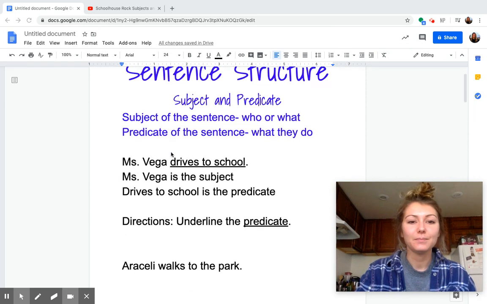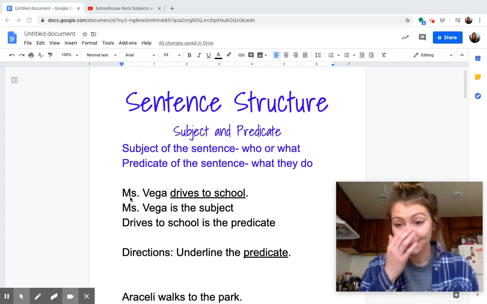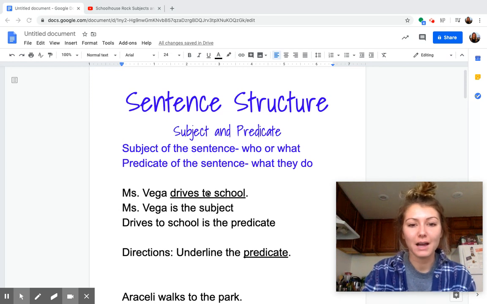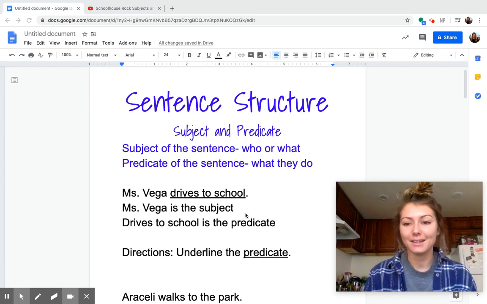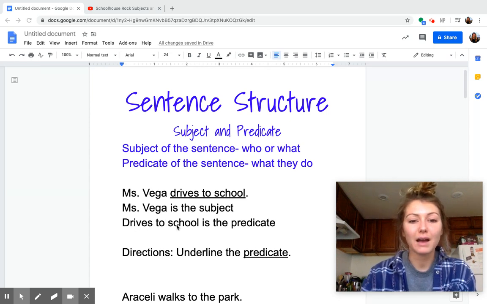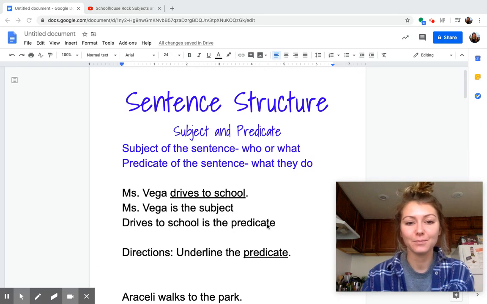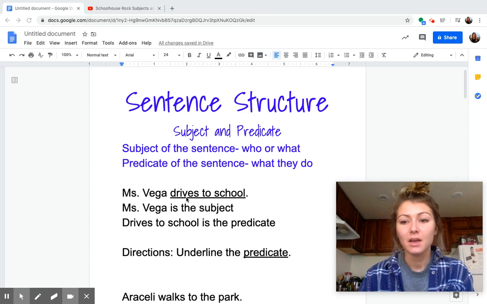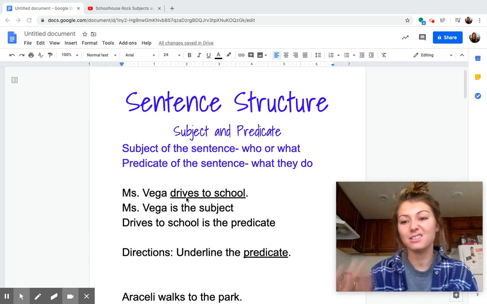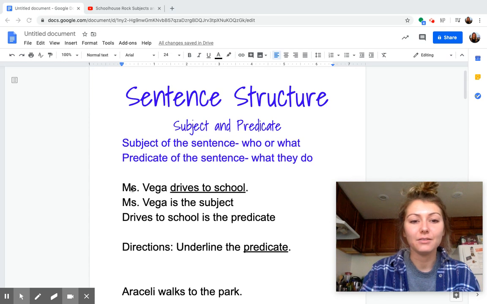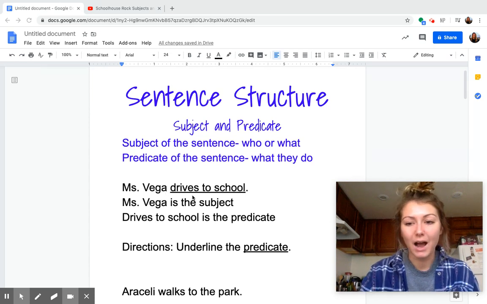Great. Okay, so we have our first example here. And it says, Miss Vega drives to school. In this sentence, we see that Miss Vega is the subject of this sentence, and drives to school is the predicate. So Miss Metz underlined the predicate here, what Miss Vega does. Think of it as the noun and the verb. If those are words that you know, noun and verb, every sentence has to have a noun and some kind of a verb. So we have Miss Vega as the noun. Drives is the verb. She drives to school.